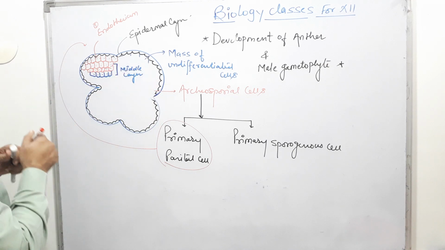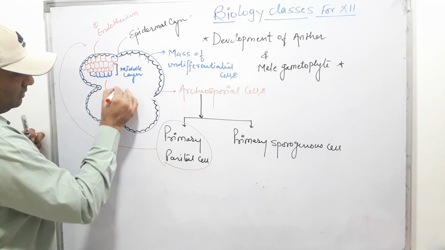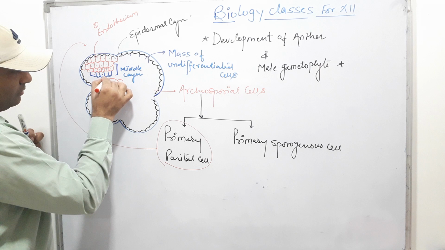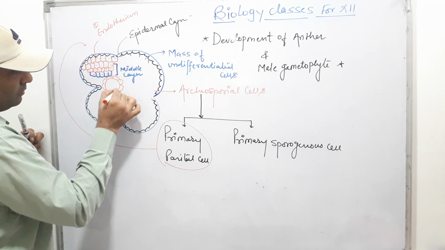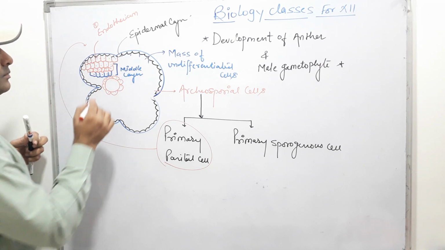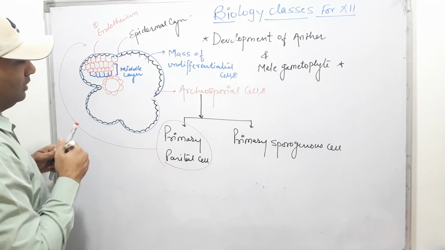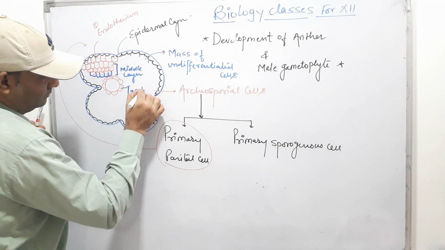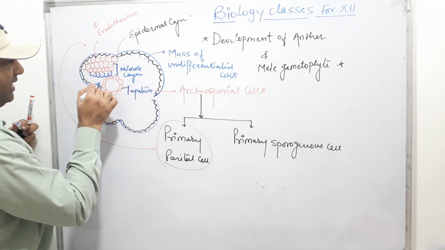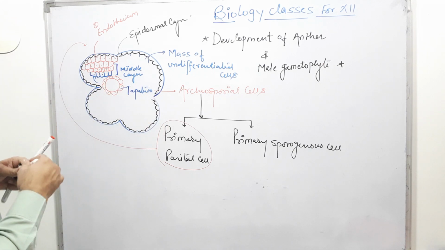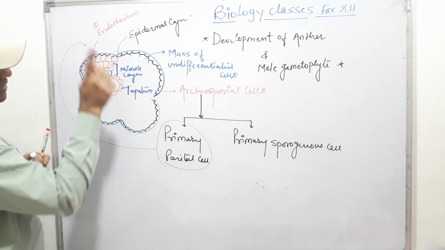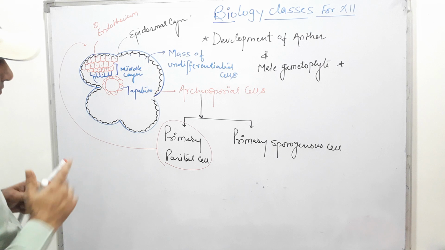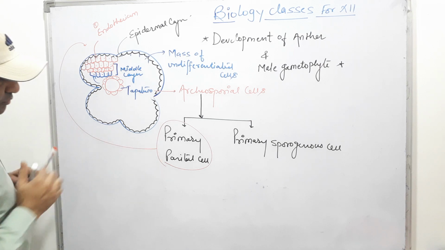And then the innermost structure is called tapetum. So it is endothecium, middle layer and tapetum. It is produced by the primary parietal cell. So it is the work of the primary parietal cell.